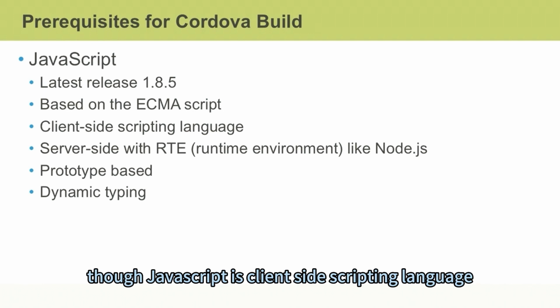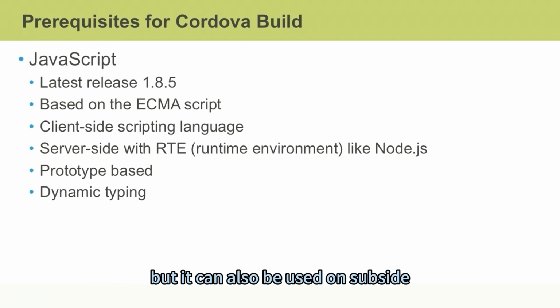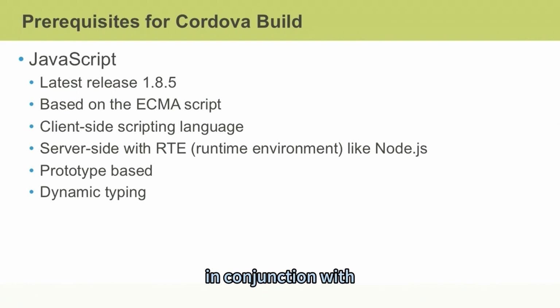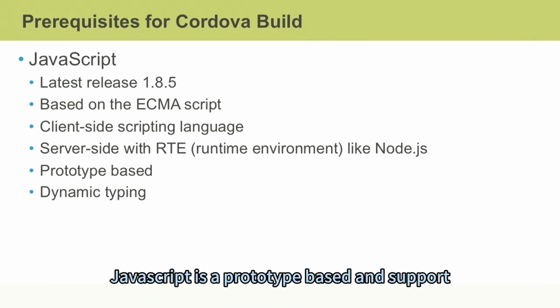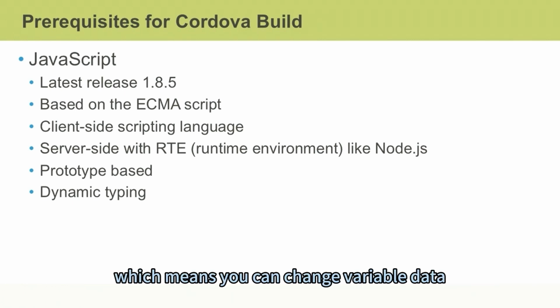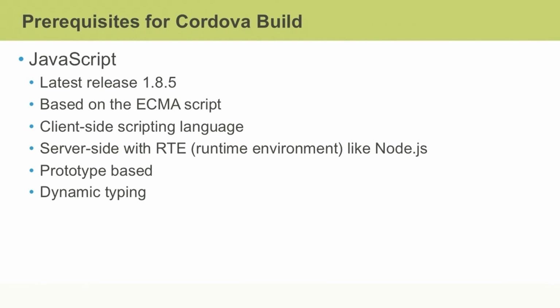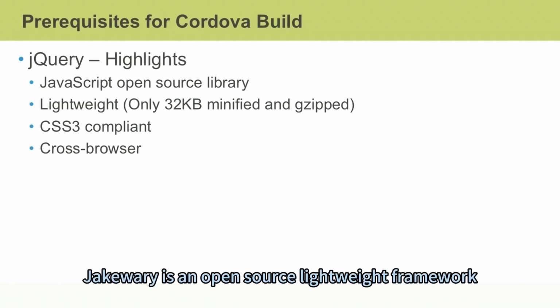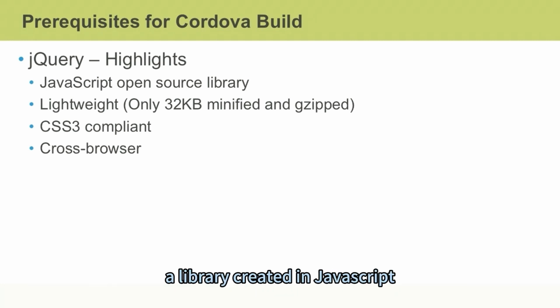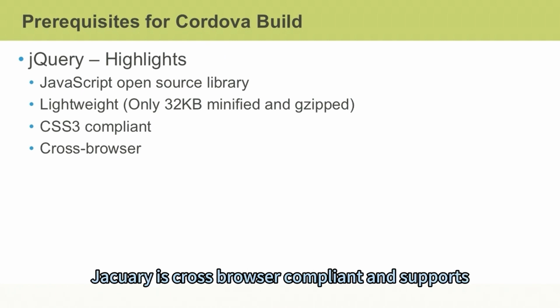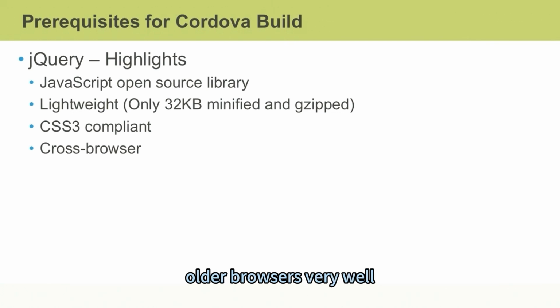Though JavaScript is a client-side scripting language, it can also be used on the server side in conjunction with runtime environments like Node.js. JavaScript is prototype based and supports dynamic typing, which means you can change variable data types on the go. jQuery. jQuery is an open-source lightweight framework, a library created in JavaScript. jQuery is CSS3 compliant. jQuery is cross-browser compliant and supports all the browsers very well.